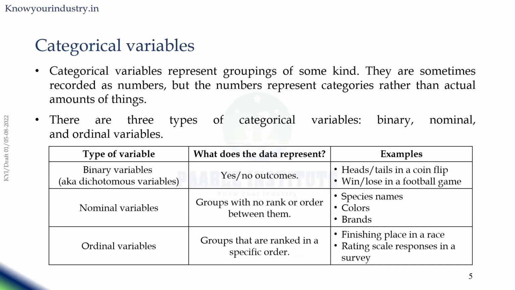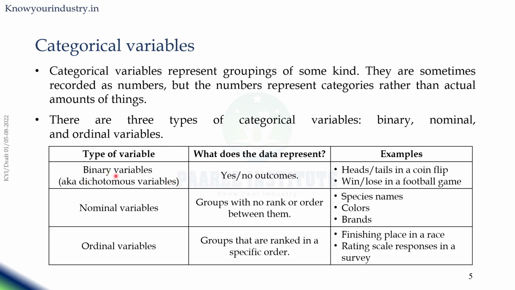Now we are seeing more about the categorical variable. Categorical variables represent groupings of some kind. They are sometimes recorded as numbers, but the numbers represent categories rather than actual amounts of things. To understand more, we can see some examples. These categorical variables are further classified into binary, nominal and ordinal variables.